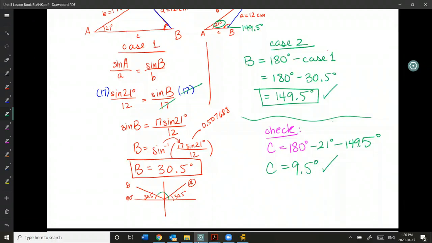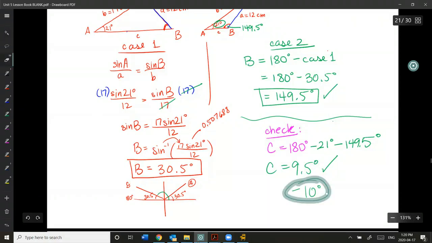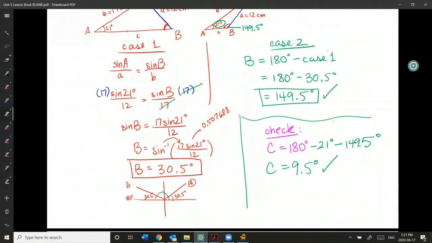Now, if you check this and you get something like -10 degrees, well, negative degrees doesn't quite make sense, and that means that we would actually discount the entire case 2. So just something to look out for, to do a little check to ensure that case 2 is a possible case.